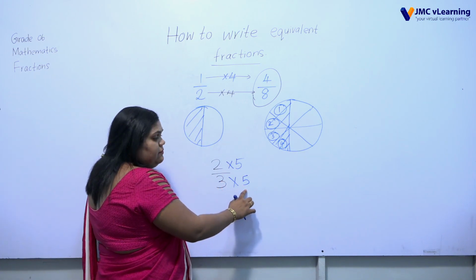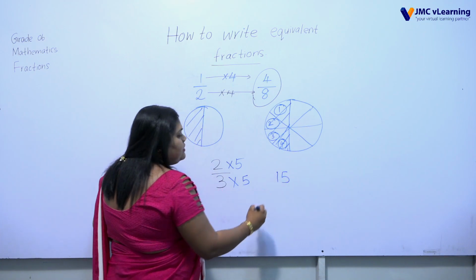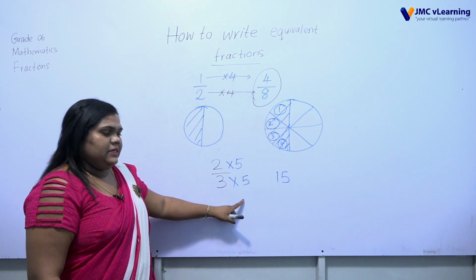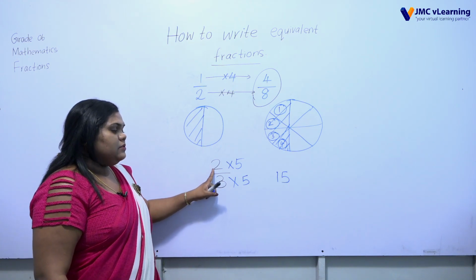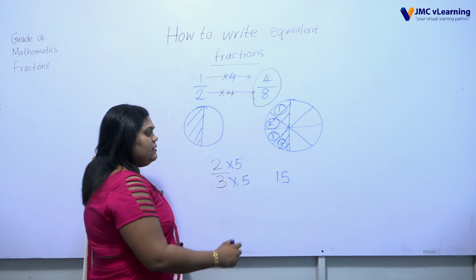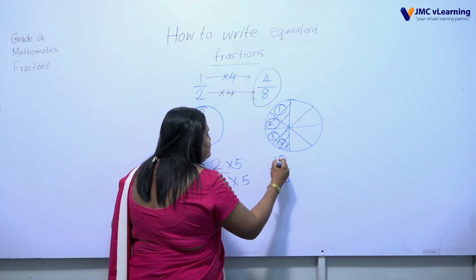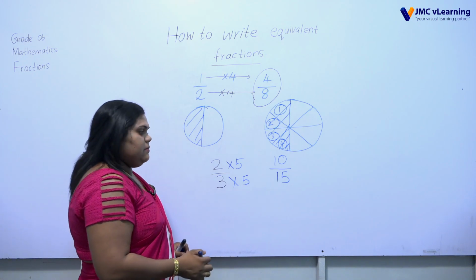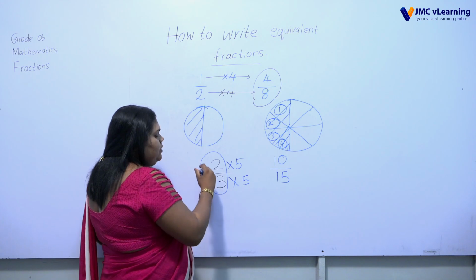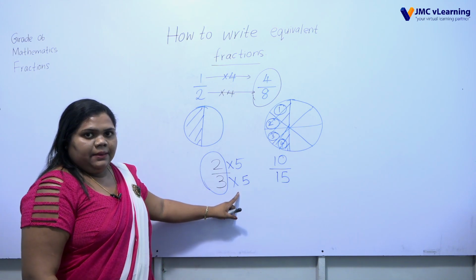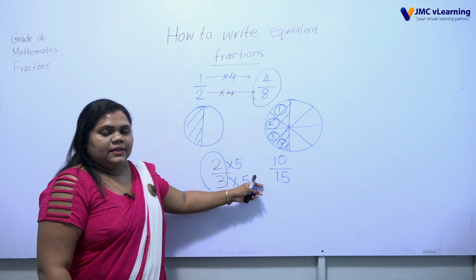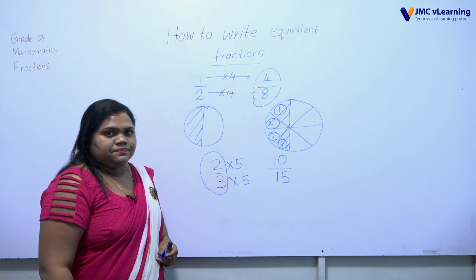3 times 5. What is the answer? 15. 3 times 5, 15. Then 2 times 5. 2 times 5 means 10. Are you clear? It means to get an equivalent fraction, we multiply both the denominator and numerator by the same number. So very easily you can get an equivalent fraction.